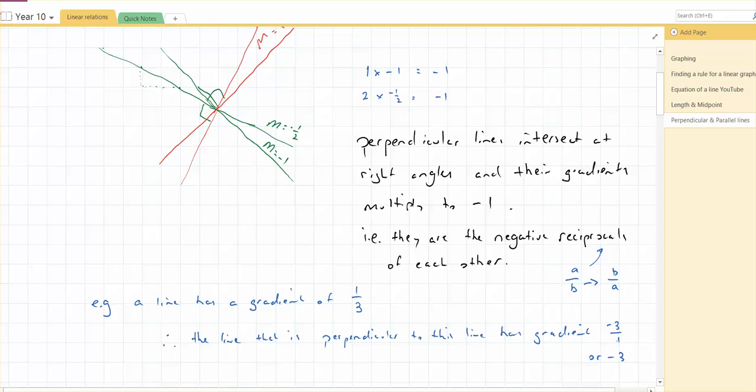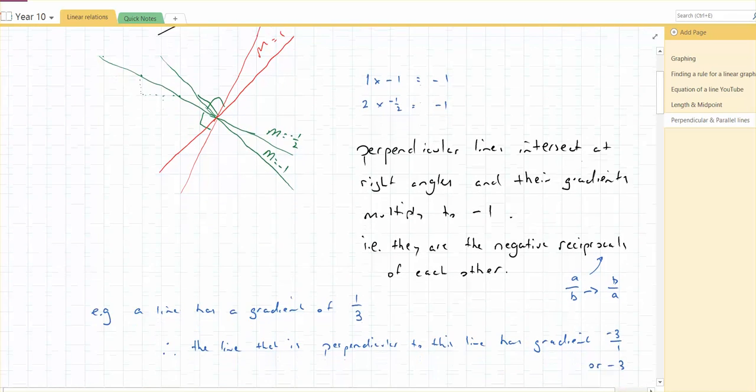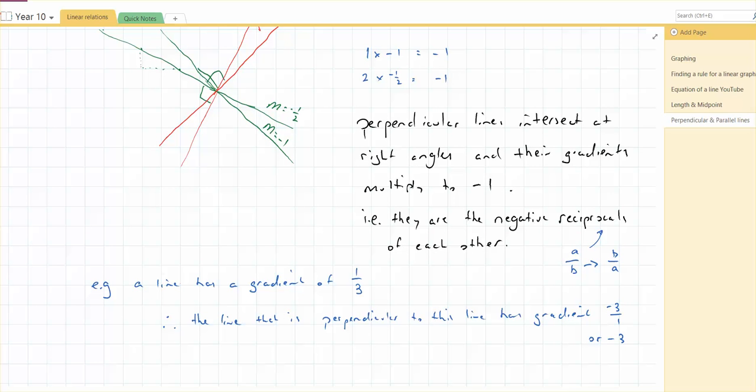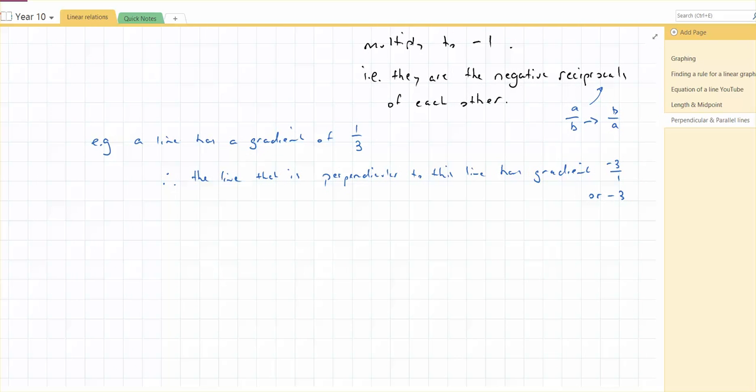So just to summarise, parallel lines have equal gradients. Perpendicular lines have gradients that are the negative reciprocal of each other. The same way of looking at that is that the gradients multiply to -1. So, how do we use that? Well, let's look at a couple of examples.